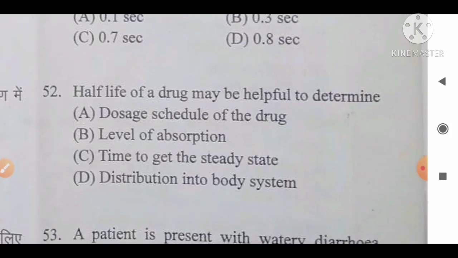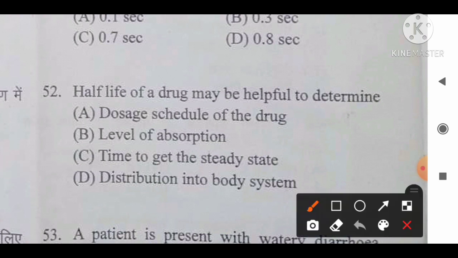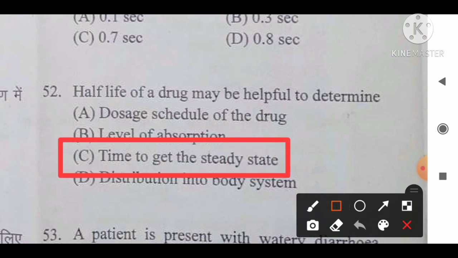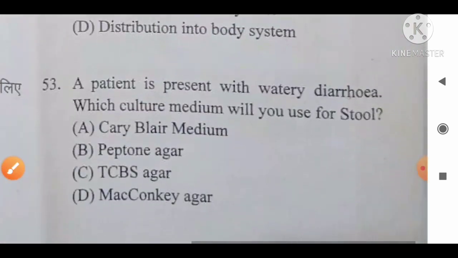Half-life of a drug may be helpful to determine option A, dosage schedule of drug, B, level of absorption, C, time to get the steady state, D, distribution into body system. And the fact available regarding this question, it is half-life of a drug is useful for determining the excretion rate as well as the steady state concentration for any specific drugs. So from the given information we can say it is option C, time to get steady state will be the correct answer for this question. Move to the next question number 53.